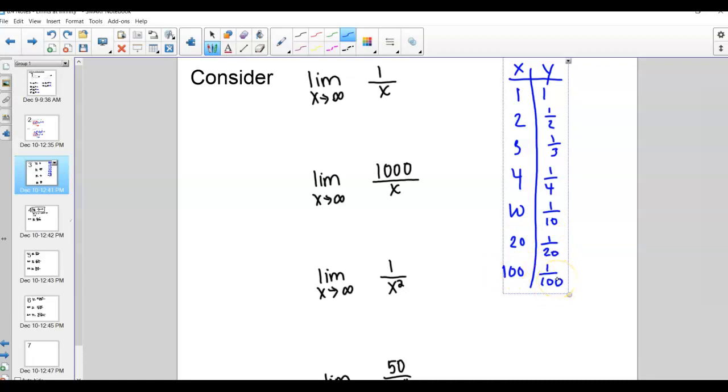And so if you look at the values of those fractions, because the denominator keeps getting bigger and bigger, we're going to see that that fraction gets smaller and smaller, and it just gets closer and closer to 0. So the limit as x approaches infinity of 1 over x would be 0. Let's look at what happens if we have 1,000 in that numerator instead.